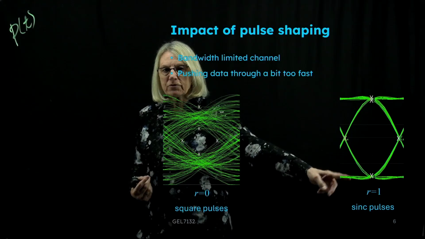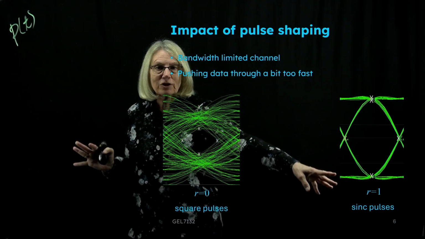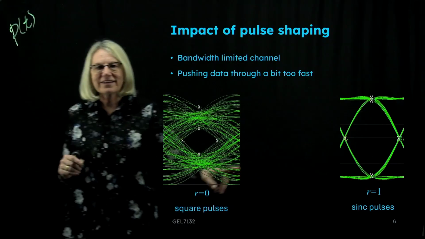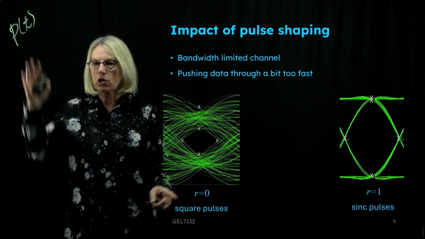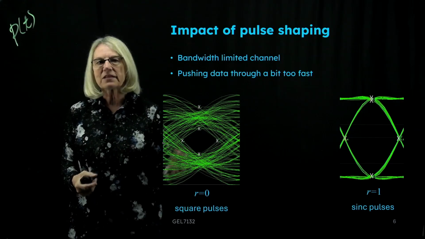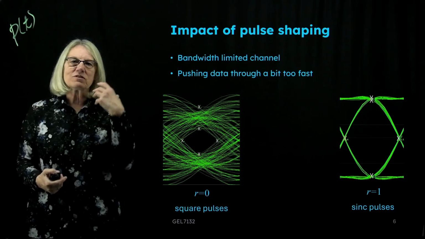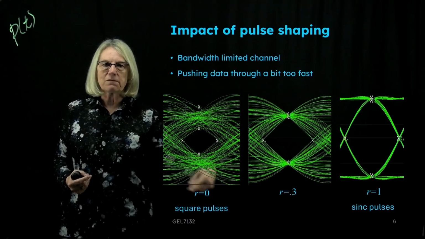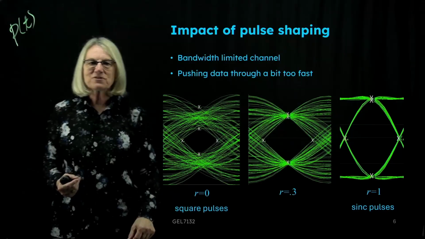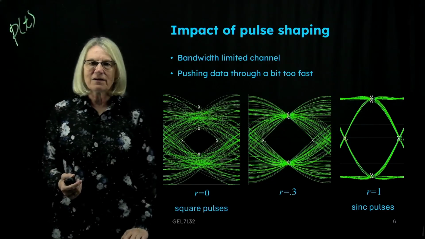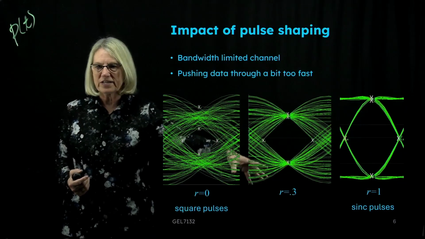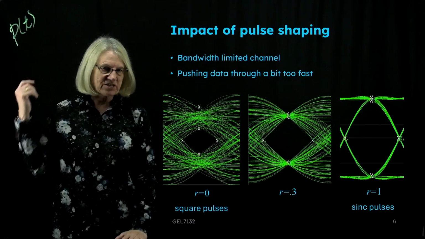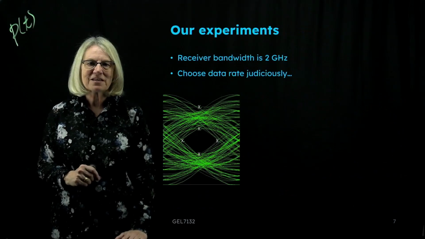If I'm pushing data through slowly, that's another way of looking at it, I would have a nice open eye like this, but when I try and send it too fast, or if I don't use pulse shaping, I'm going to get something that's a more closed eye. So this eye diagram can also inform us on that. And I'll just mention that there are some mid values that are especially interesting, and this is called raised cosine signaling. Like I mentioned, there are some other videos covering this.